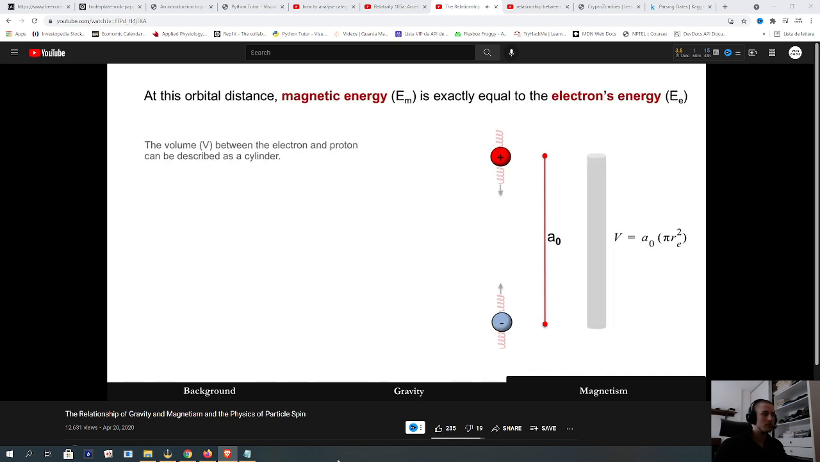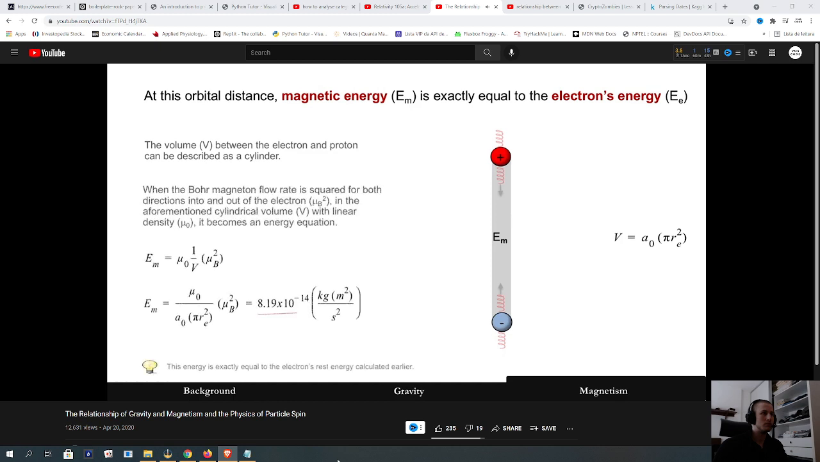Now, the flow rate has to be described flowing through something. So we're going to take a volume here. In between the electron and the proton, we're going to take a cross-sectional area of the electron, pi r_e squared, and we're going to multiply that by the length or radius, and we get a cylindrical volume. So let's put that cylinder here as the energy between the electron and the proton.